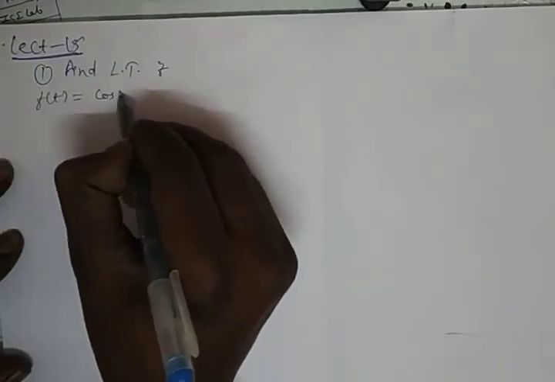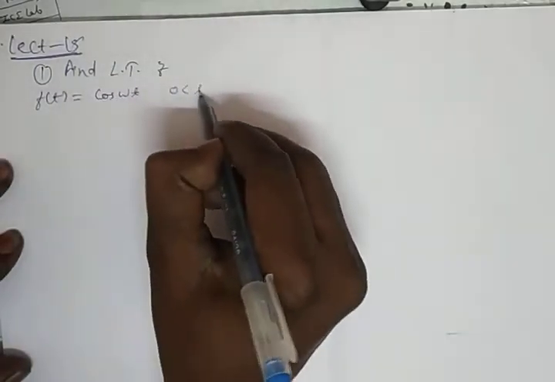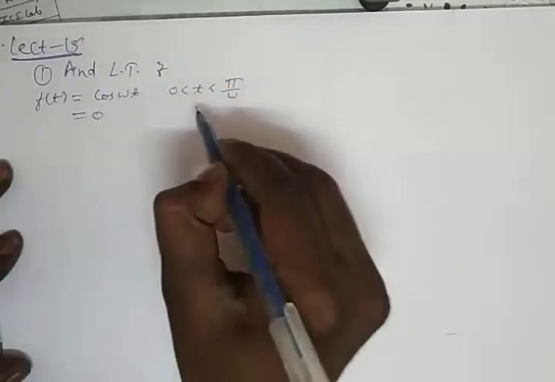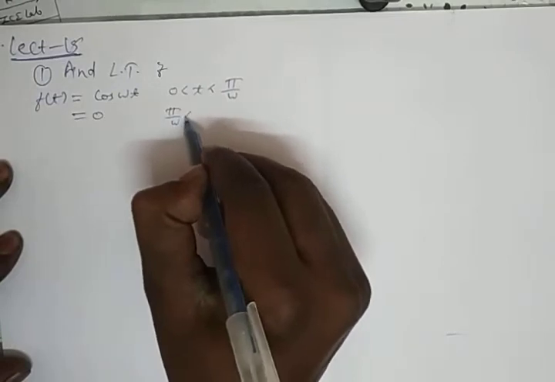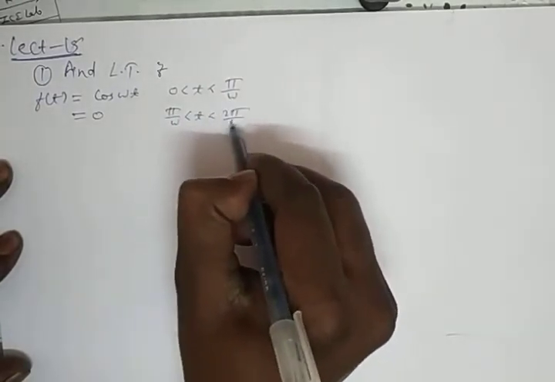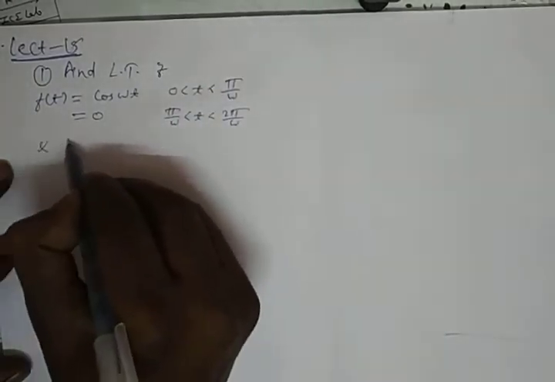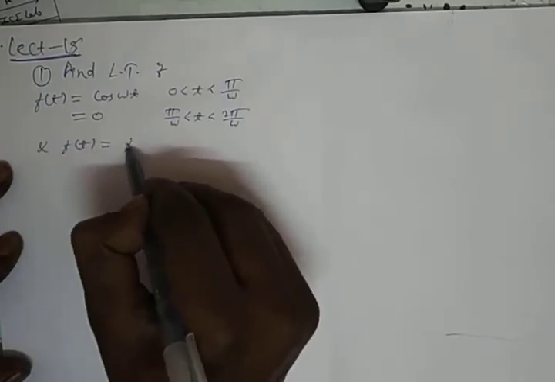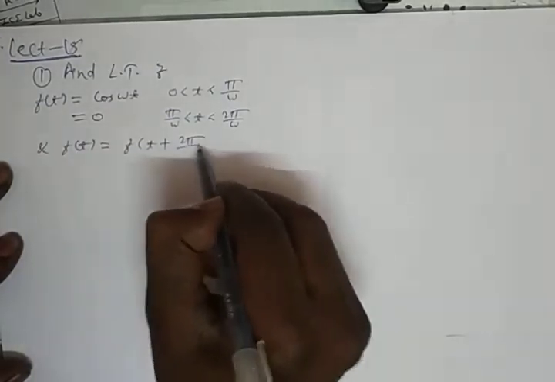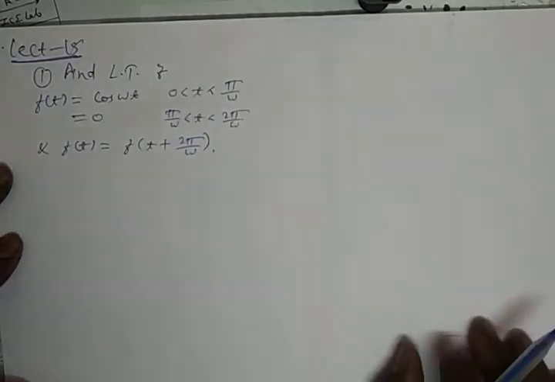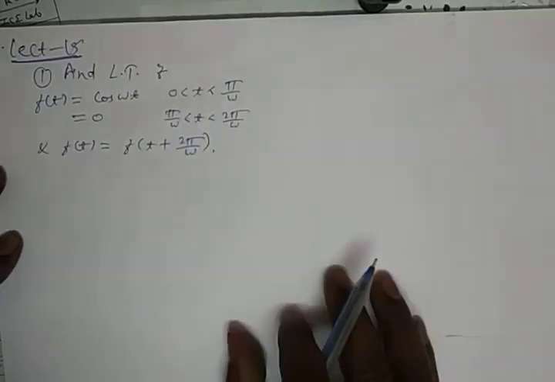Example number 1. Find the Laplace transform of f of t equal to cos omega t, for 0 less than t less than pi by omega, that is equal to 0 for pi by omega less than t less than 2 pi by omega, and f of t equal to f of t plus 2 pi by omega. Okay, so this was the example given.